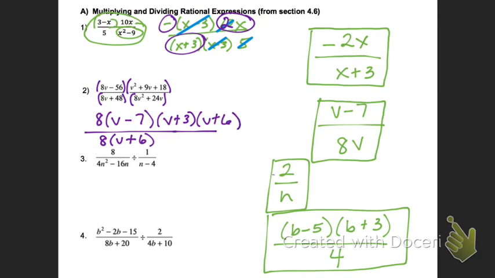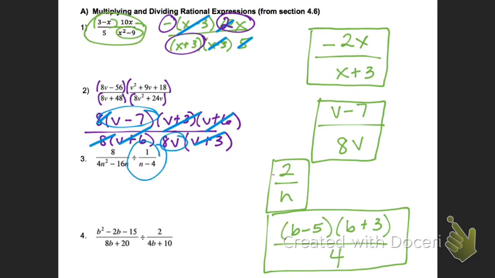And then bottom right, I can pull out an 8v, and I'm left with v plus 3. Now I cancel. V plus 3's cancel. V plus 6's cancel. 8's cancel. So I'm left with v minus 7 on top, and 8v on bottom.